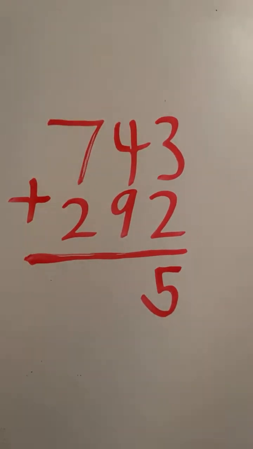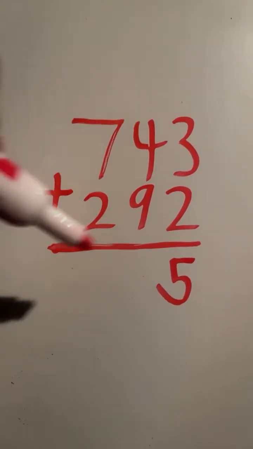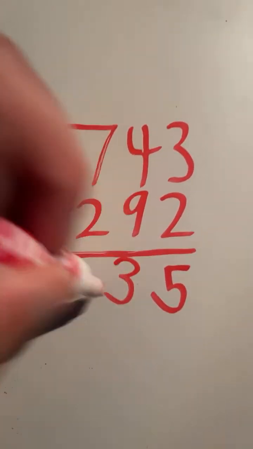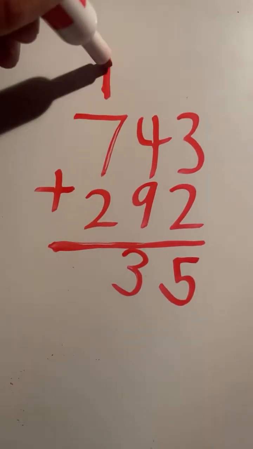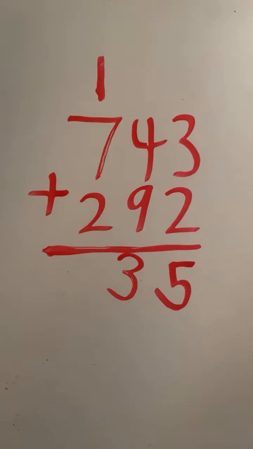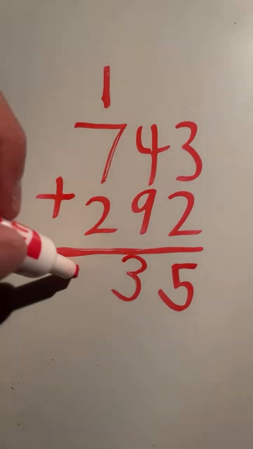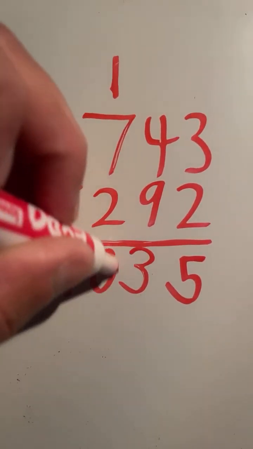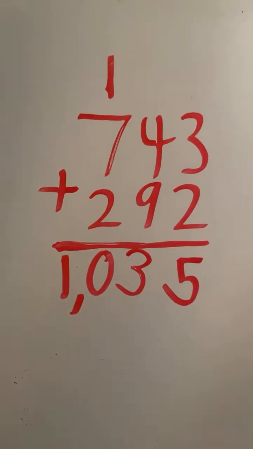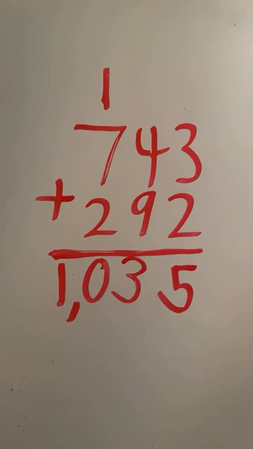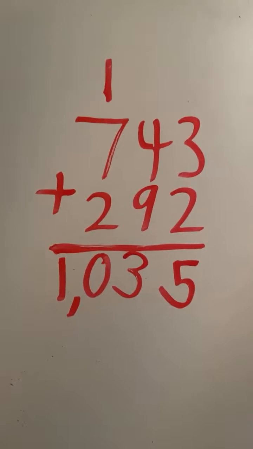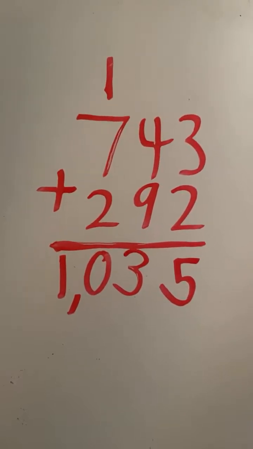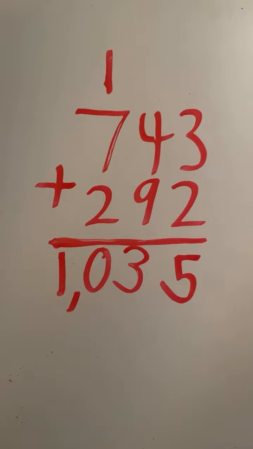Next, we add 4 plus 9. 4 plus 9 equals 13. 3, carry the 1. 7 plus 2 equals 9, plus 1 equals 10. And we have our final answer, 743 plus 292 equals 1,035.